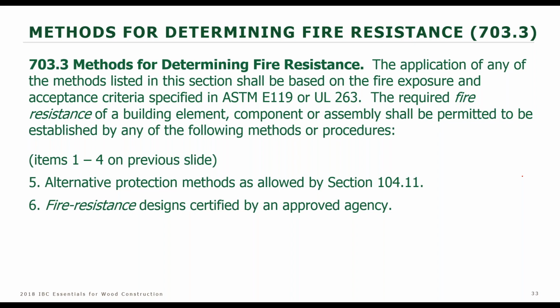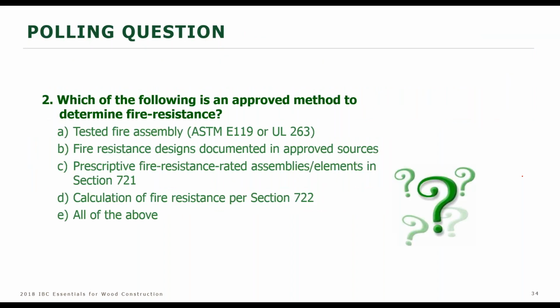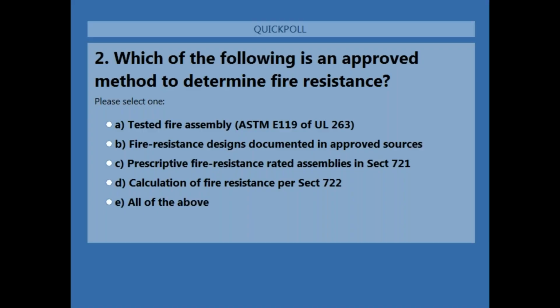All right. I know that was a very quick run through. Here's another poll question. This should be a gimme. Which of the following is an approved method to determine fire resistance? Is it A, tested fire assembly, ASTM E119 or UL 263? Or is it B, fire resistant designs documented in approved sources? C, prescriptive fire resistance rated assemblies elements in section 721? D, calculation of fire resistance per section 722, or E, all of the above?